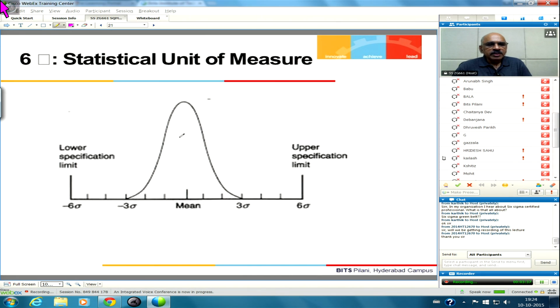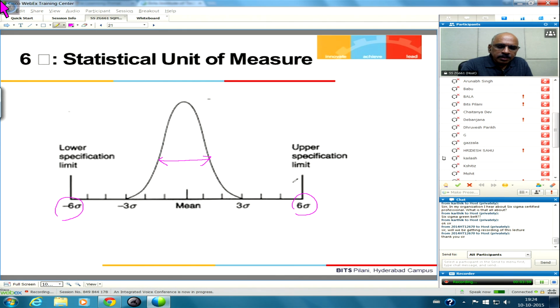The idea of Six Sigma is to reduce the variation. So you basically reduce the variation, make it very, very narrow. If you define, let us say, the Six Sigma limit around the mean, 3 sigma to 6 sigma is the upper limit or lower limit.